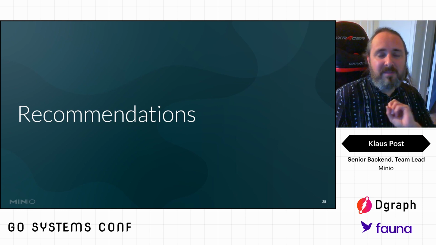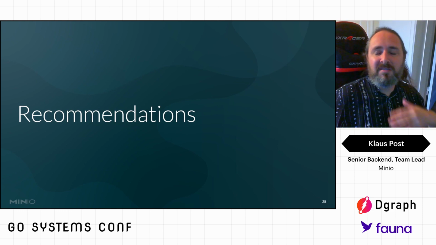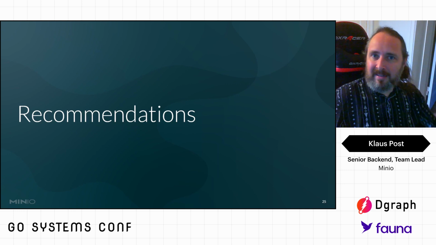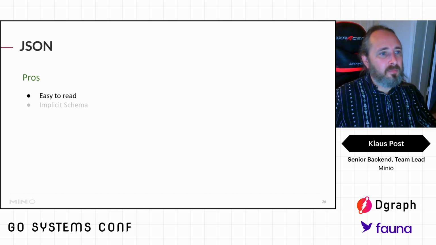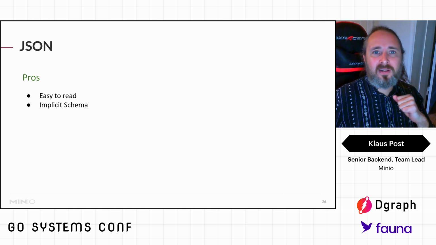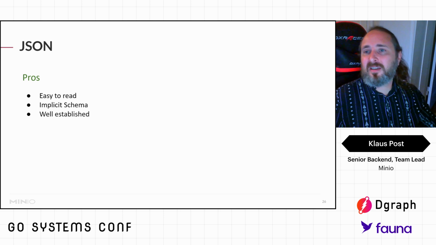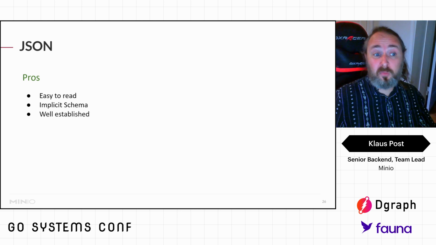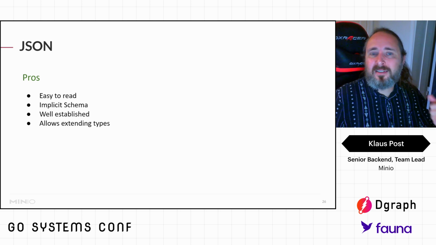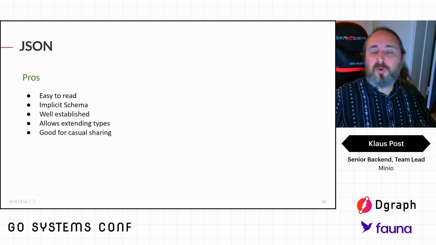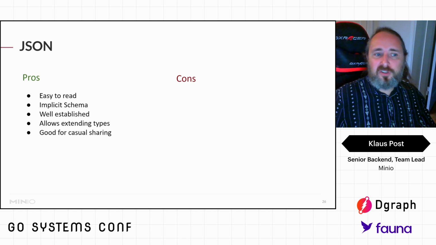So finally, some recommendations. This is very superficial and just to give you an idea and get started to some extent. So JSON, well, we know it. It's easy to read. It has a schema inside the format. It's well established. It allows you to extend objects and add more fields. It's good for casual sharing.